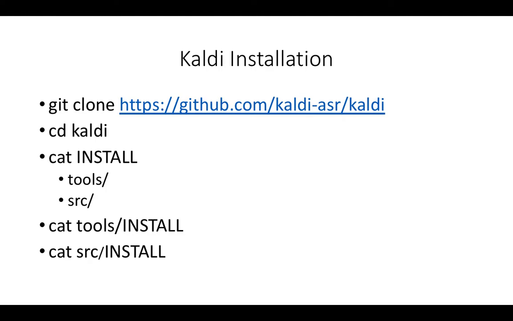So, first use the cat tools INSTALL command, and you will see commands which need to be run. It must be noted that it takes some time to install the Kaldi tools, and once it's done you will see a successful message in Linux. And then go to the cat src INSTALL command, and run the commands one by one. It will take a while. Feel free to take some rest and watch the Kaldi installation.